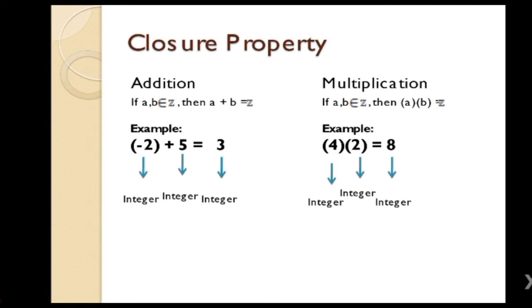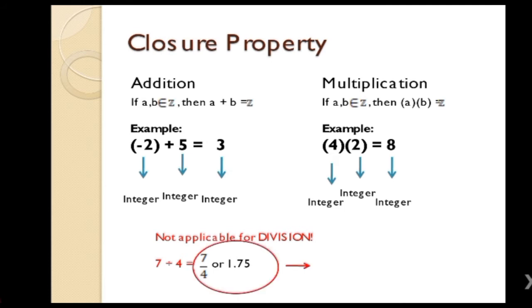So again, yung closure property na nagsasabi na kapag nag-add ka o nag-multiply ng dalawang integer, ang sagot sigurado ay integer din. So bakit hindi siya applicable for division? So let's say we have 7 divided by 4. Though parehong integer si 7 at 4, since 7 cannot be divided by 4 exactly, ang magiging sagot niya ay hindi integer. It is a fraction or a decimal. So therefore, it is not closed under division.